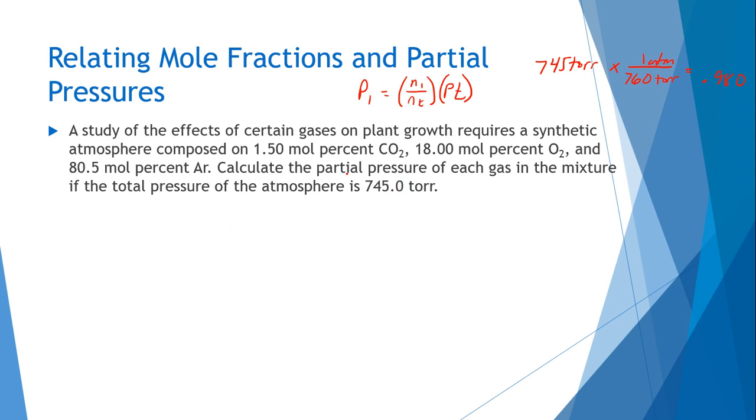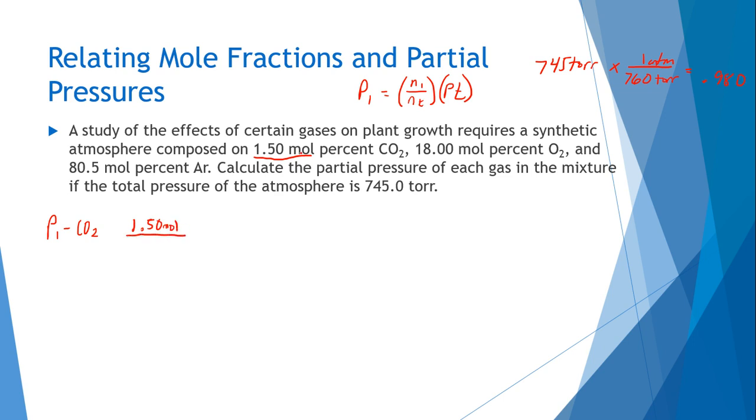It says, again, calculate the partial pressures. So we're going to calculate P1 and P2 and P3 because we're working with 3 gases. So we're going to go P1, which we're going to say is CO2. What we're going to do is find the moles of gas 1. So here I have 1.50 moles of gas 1. That's my CO2.